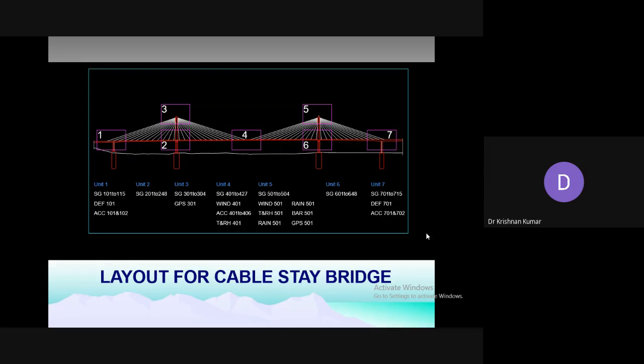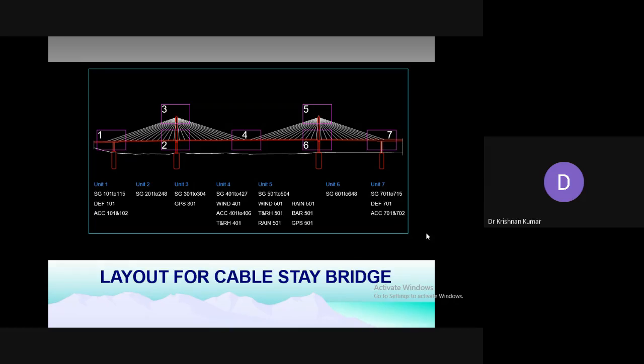Unit 5 we have, that is also again on the top of the pylon. There we have used meteorological sensors: the wind sensor, rain gauge, temperature and relative humidity, barometric pressure, then GPS.